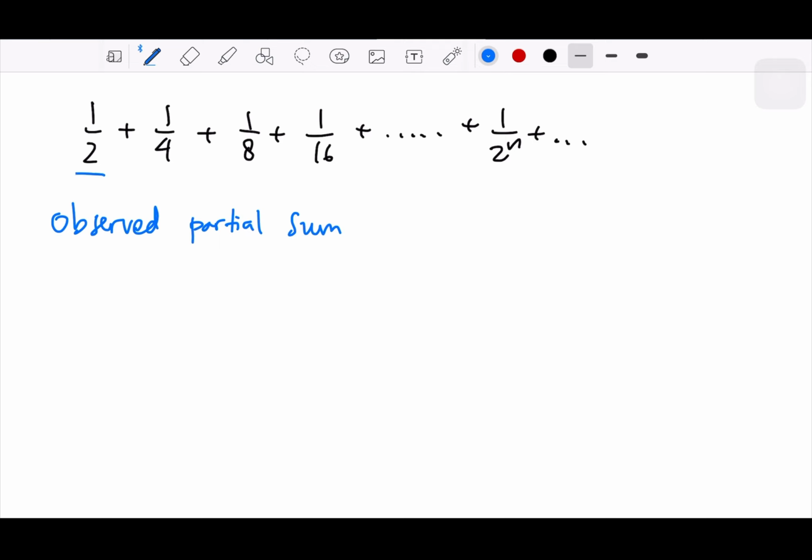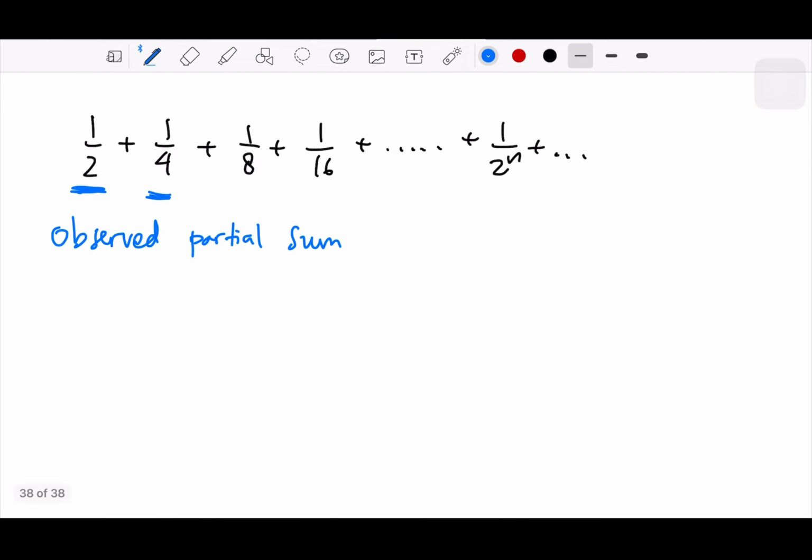So this is half plus 1 over 4, it will be 3 over 4. So it will be half and then 3 over 4. This is the first term, only the first term. This is the sum of the first two terms. And then another one is 7 over 8.